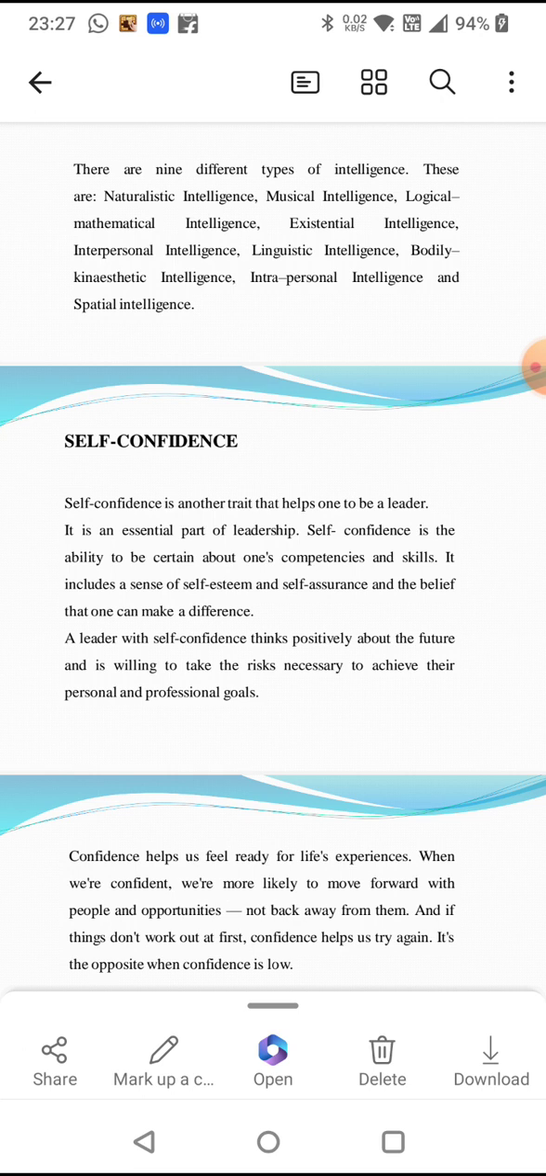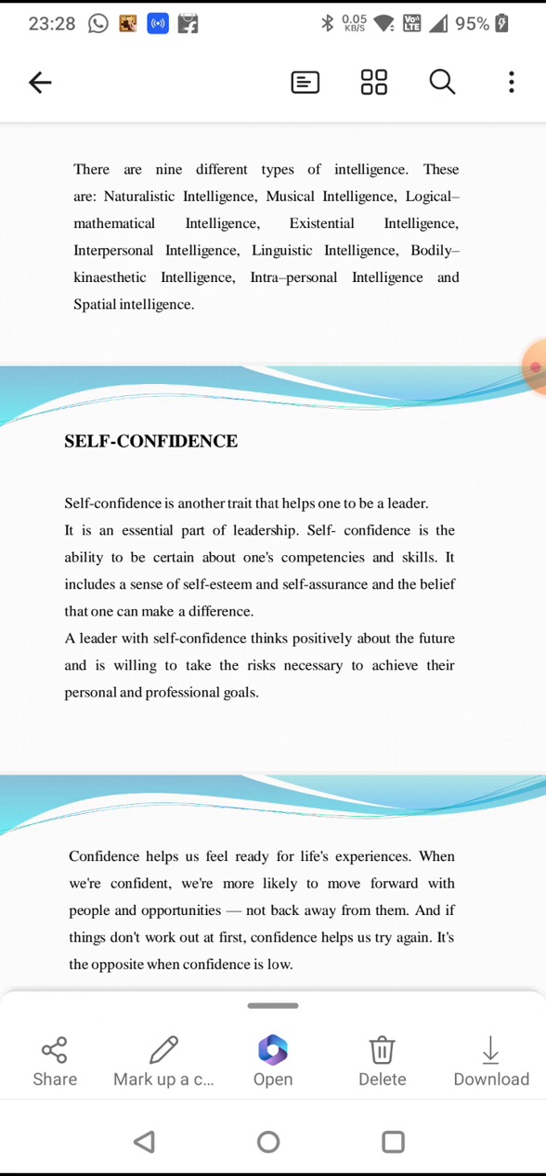Confidence helps us feel ready for life's experiences. When we are confident, we are more likely to move forward with people and opportunities, not back away from them, at least, right? And if things don't work out at first, confidence helps us to try again. It's the opposite when confidence is low.